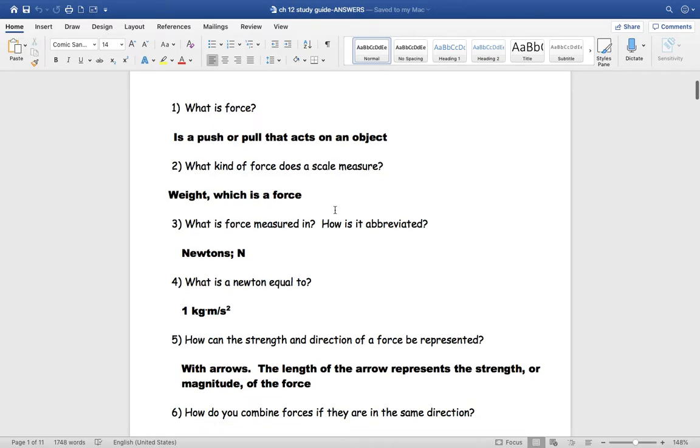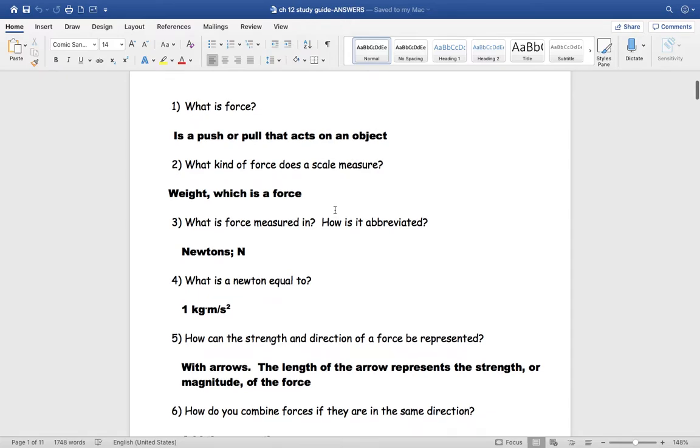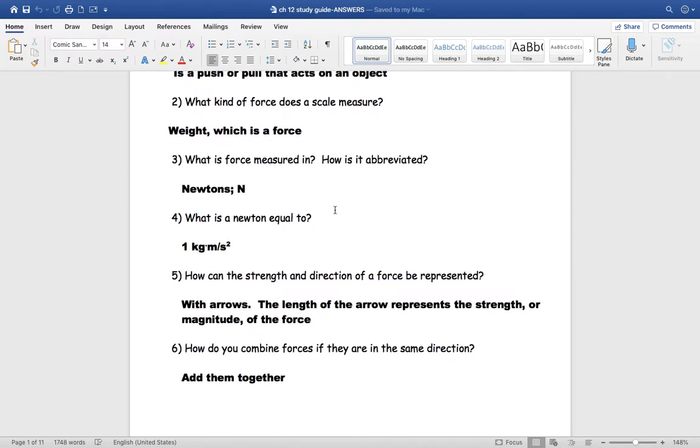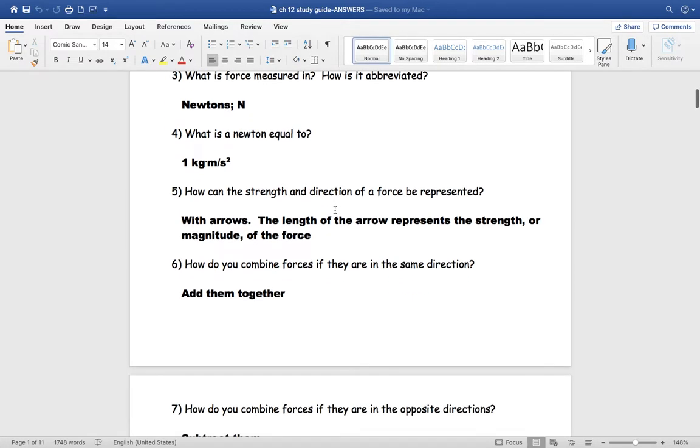Remember, weight is measured in newtons, which is a force. It's the force of gravity on an object's mass. That's weight. Number three, what is force measured in? Newtons. How is it abbreviated? With a capital N. Number four, what is a Newton equal to? It's equal to kilograms times meters per second squared.